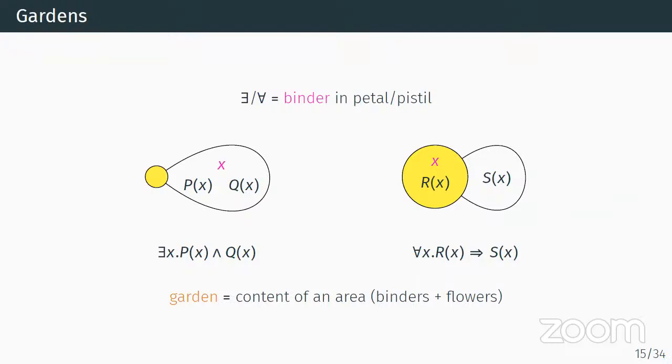And last thing, I'm going to go very quickly, but I can also add quantification to the picture. I'm not going to use lines like in the previous talk. I'm just going to use binders, which are more practical when you have a lot of different variables. The idea is that if you have a binder, which is represented by this pink X here, if the binder lies in a petal, you interpret it as existential quantification. And if it lies in the pistil, it's just universal quantification. And then I call a garden the content of an area which contains both binders like this and flowers.